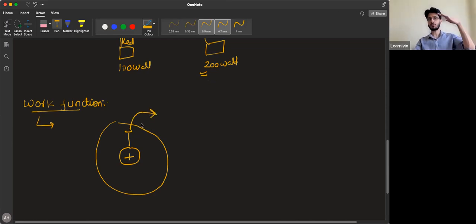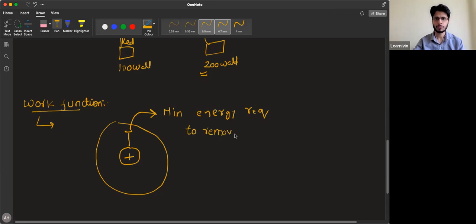And if this atom is from the top surface of a metal, then the energy required to remove this electron is what? The minimum energy required to remove it. So when we talk about work function, we are talking about a metal surface. We will be representing it by phi. This is how we represent work function.